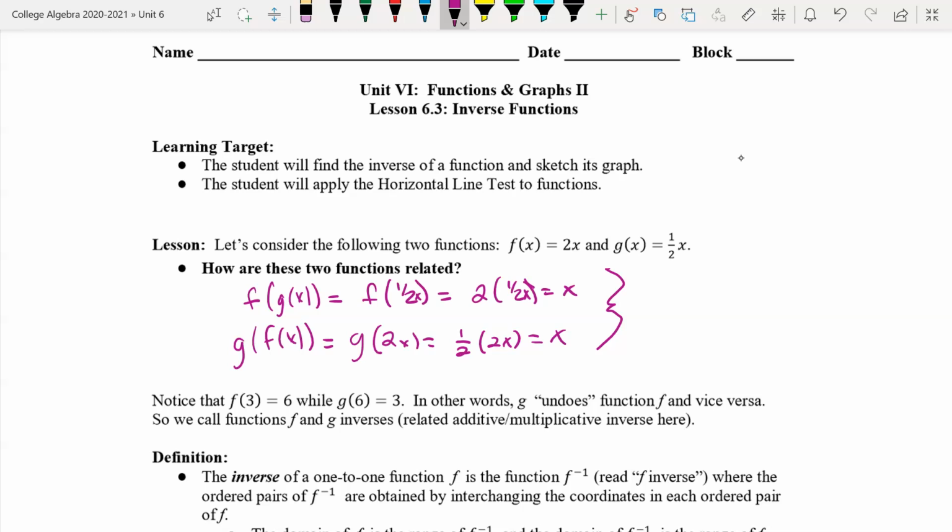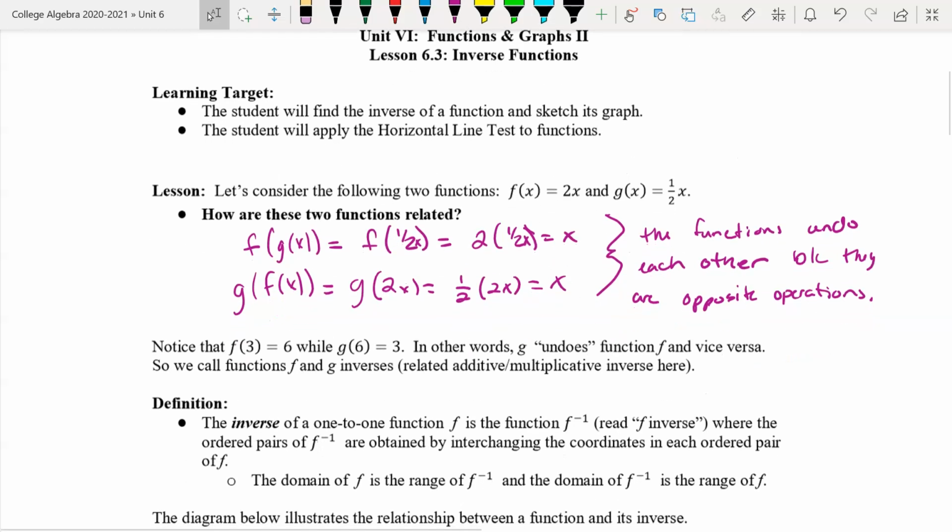So what you should notice about this is the functions undo each other because they are opposite operations. If I did f of 3, that would give me 6. If I did g of 6, that would give me 3. So in other words, g undoes function f and vice versa. So we call functions f and g inverses, related to additive and multiplicative inverse here.